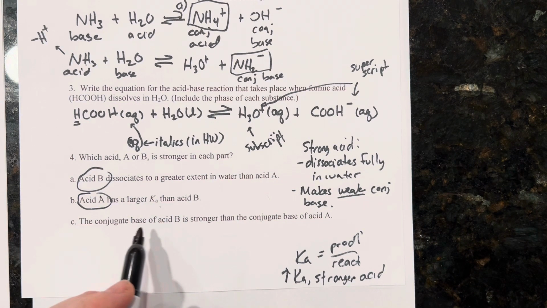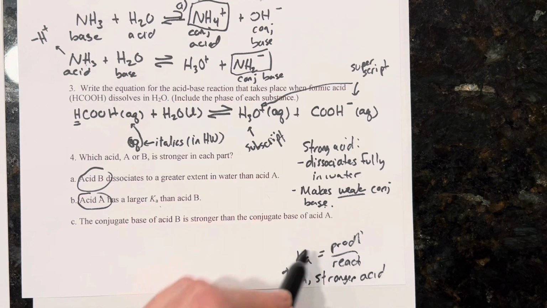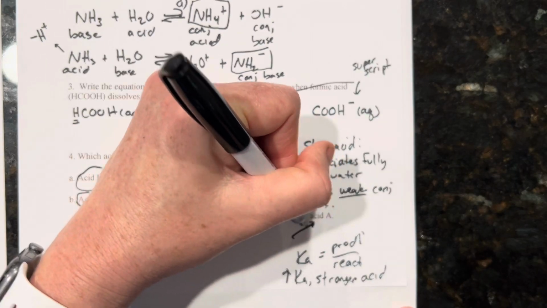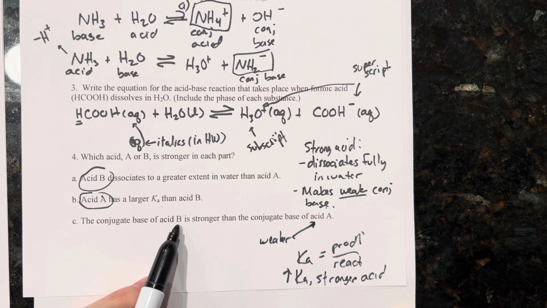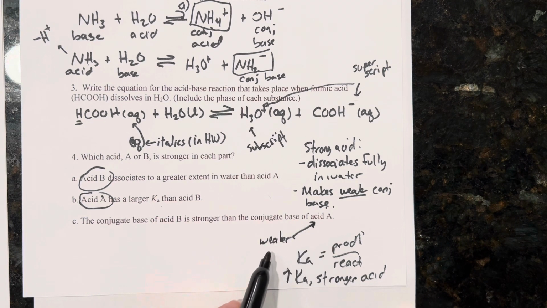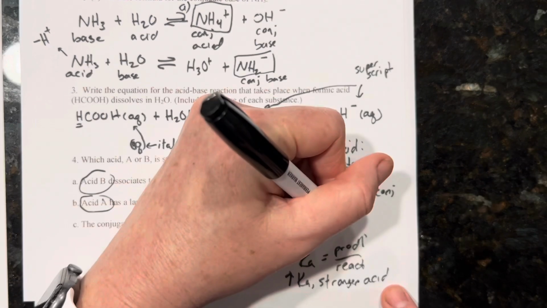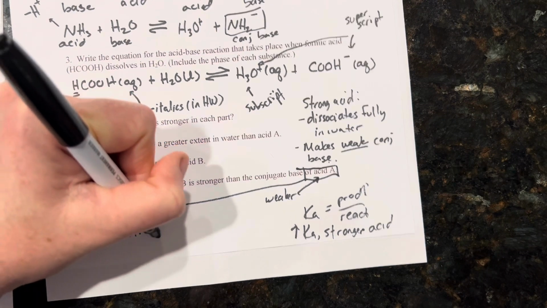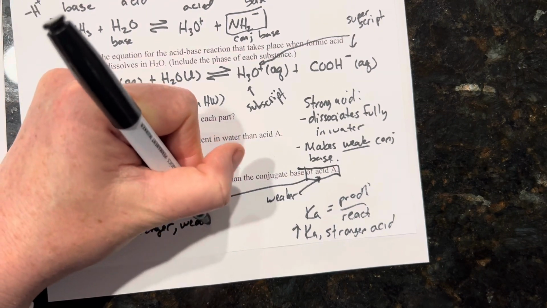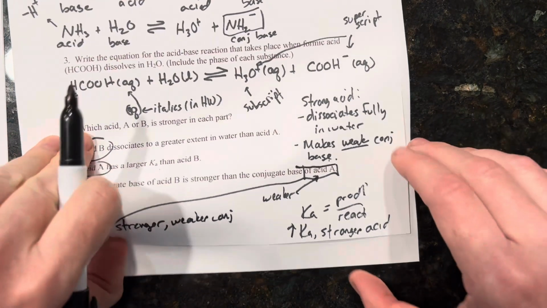And then in C, the conjugate base of acid B is stronger than the conjugate base of acid A. In other words, it's saying acid A is weaker. If the conjugate base of this one is stronger, then the conjugate base of this one must be weaker. We know that a weak conjugate base means a stronger acid, and in this case, A would be the stronger acid, because it has a weaker conjugate base. All right, let's keep going.